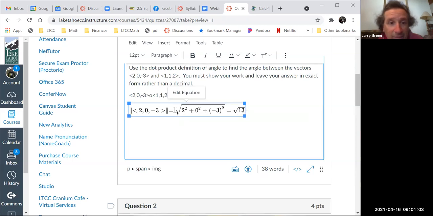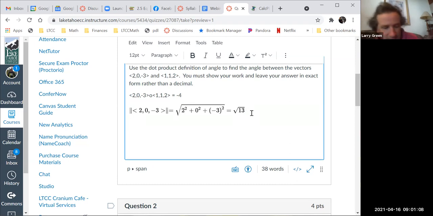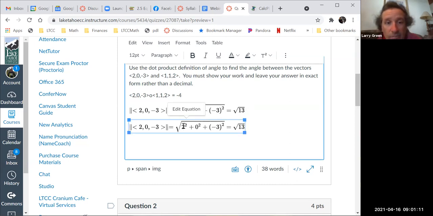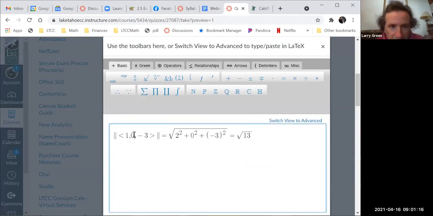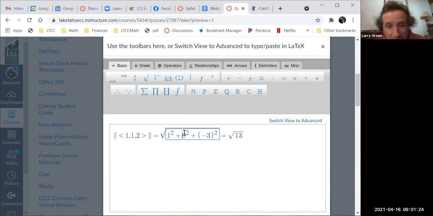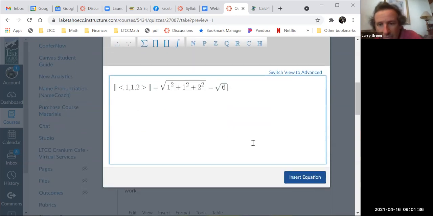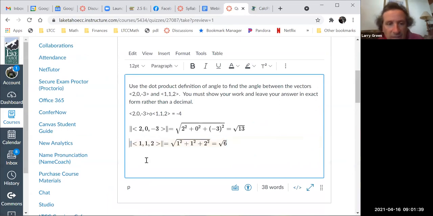Okay, so now I want the same thing for 1, 1, 2. I'm going to copy and paste so I have all the notation set. So same thing with 1, 1, 2. That's going to be the square root of 1 squared plus 1 squared plus 2 squared, and that is the square root of 6. Any questions on that?